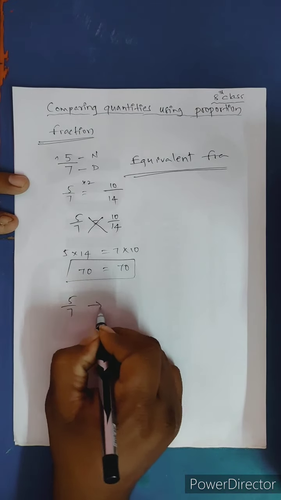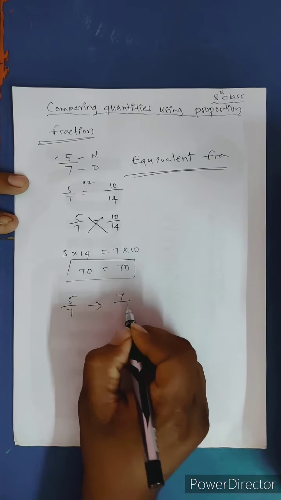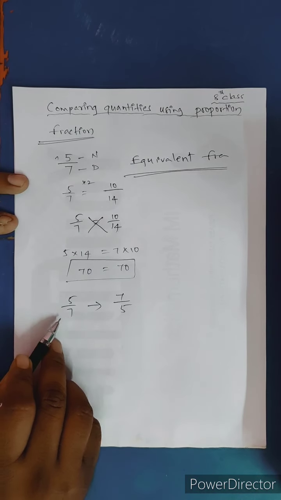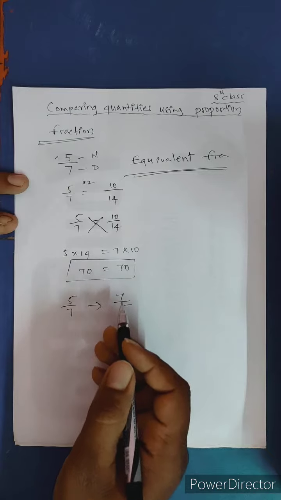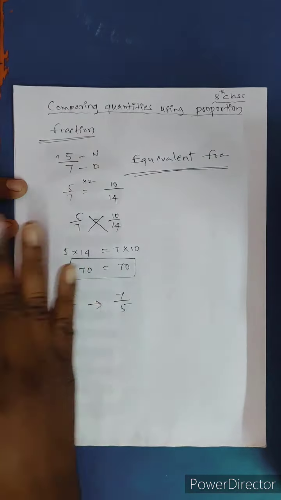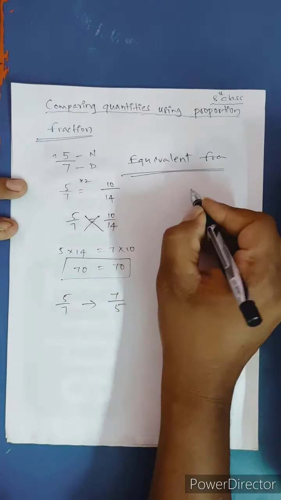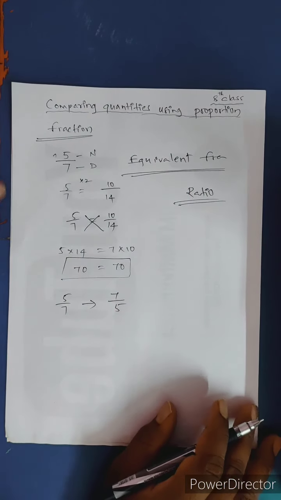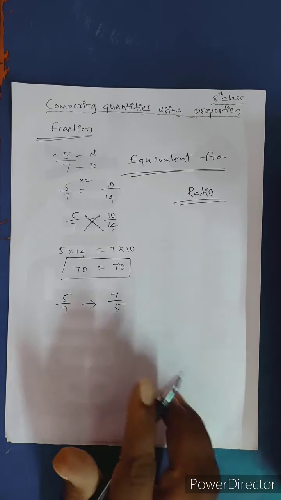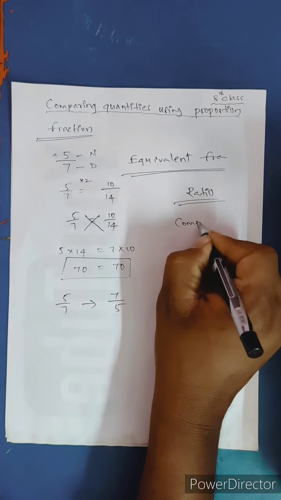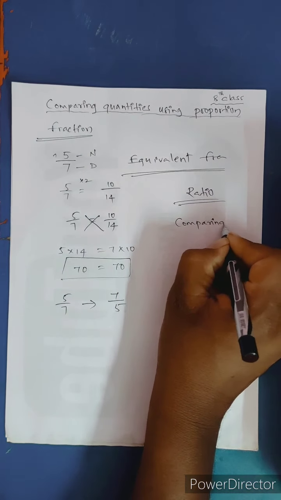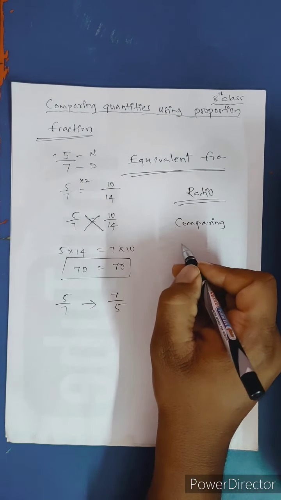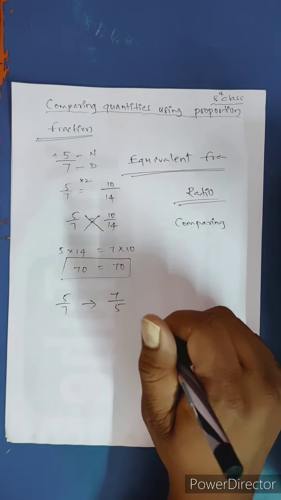The reciprocal of 5 by 7 is 7 by 5. Inverse fraction: if 5 by 7, the reciprocal is 7 by 5. The same concept converts into ratio. Now first, what is meant by ratio? Comparing same kind of two or more quantities using division is called ratio.